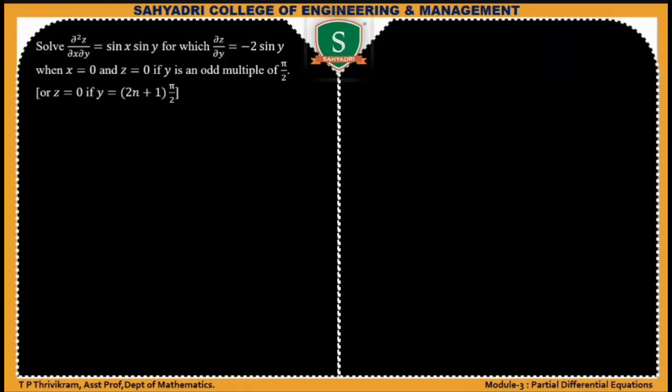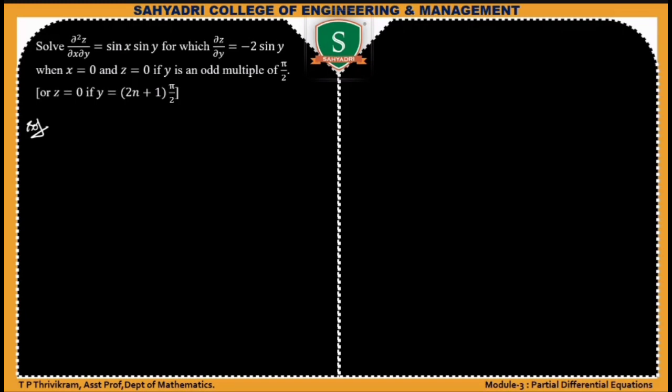Now let us see this. Solution. So here he asked us to solve dou square z by dou x dou y is equal to sin x sin y, for which the condition is dou z by dou y equal to minus 2 sin y when x equal to 0, and z equal to 0 if y is an odd multiple of pi.